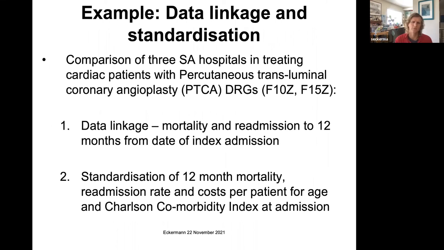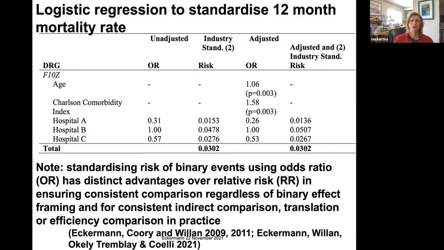Here's an example from when I looked at three South Australian hospitals in terms of percutaneous transluminal coronary angioplasty and two particular DRGs, which define those in the hospital setting. And we had data linkage. We had mortality and readmission 12 months data from date of index admission. And then we standardized for age and Charlson comorbidity index. I think we also did for sex as well, which I probably forgot to add in there.